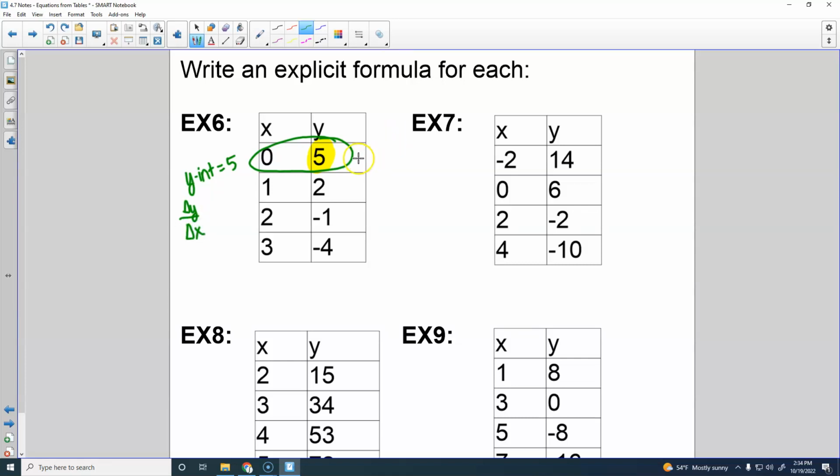So Blakeland, when I go from 5 to 2, what's happening there? Subtracting 3, so that's my change in y. Right, that's the y. And then from 0 to 1, what am I doing? Plus 1, that's my change in x. So negative 3 over 1 is just negative 3. So I have a y-intercept of 5, a slope of negative 3. What's that equation going to be, Blakeland?